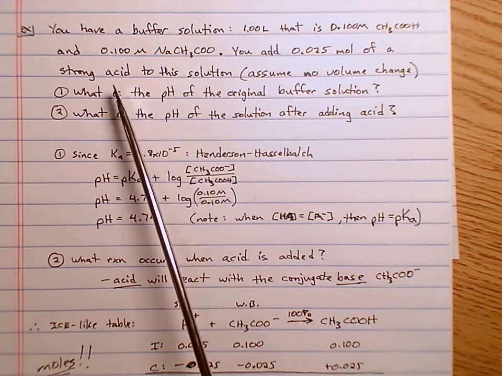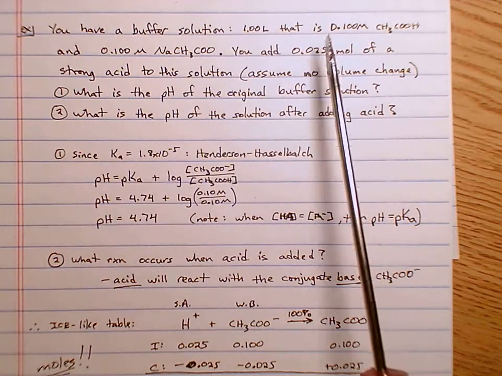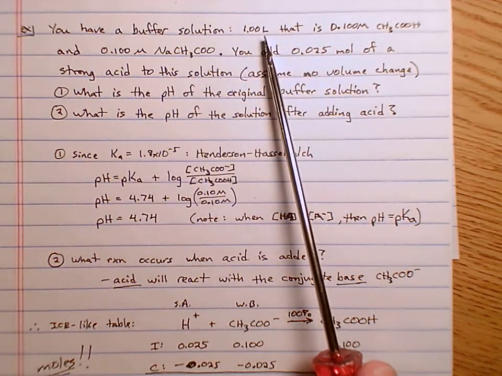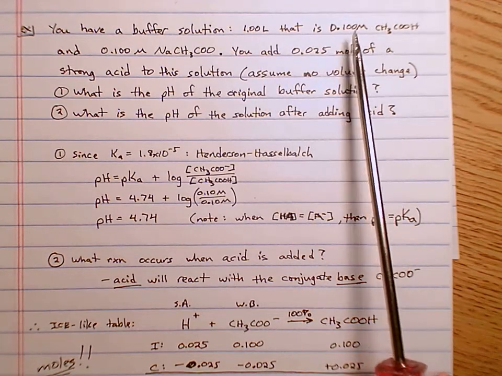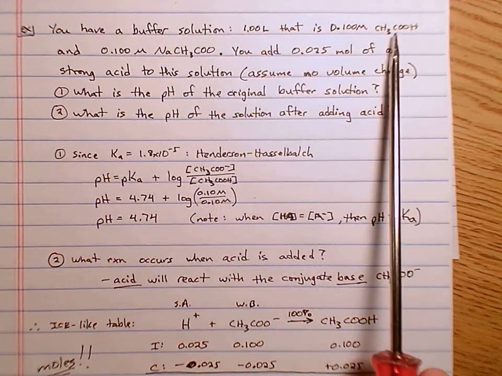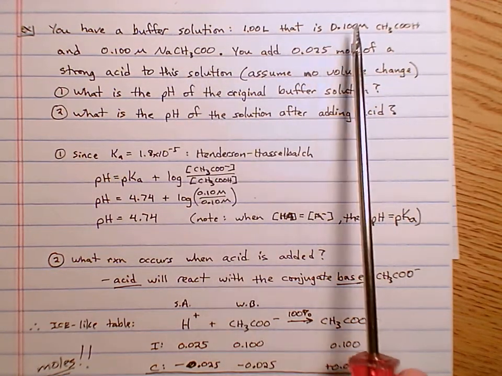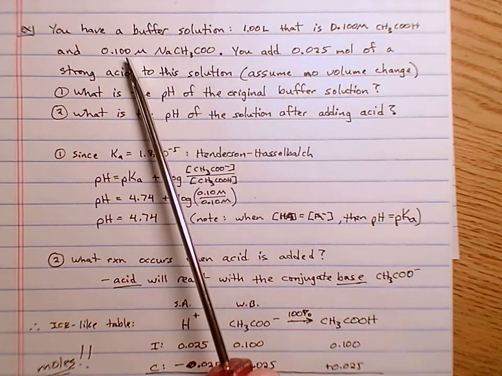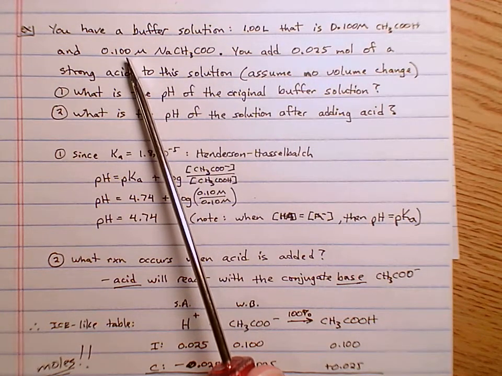All right, so note, we have a 1 liter solution. That's a nice volume. 0.1 molar acetic acid, 0.1 molar sodium acetate. The acid and its conjugate base, at concentrations more than you get from just dissociation, so we have a buffer solution.